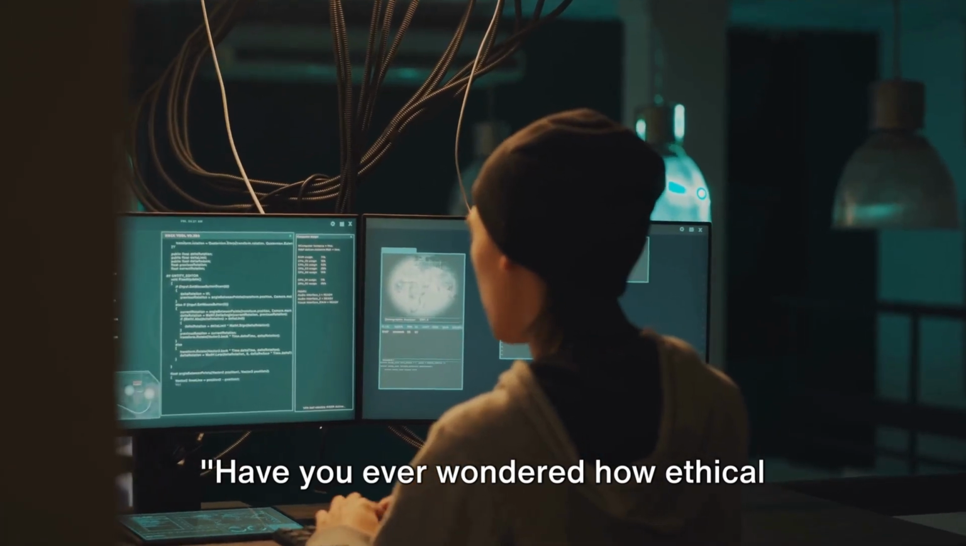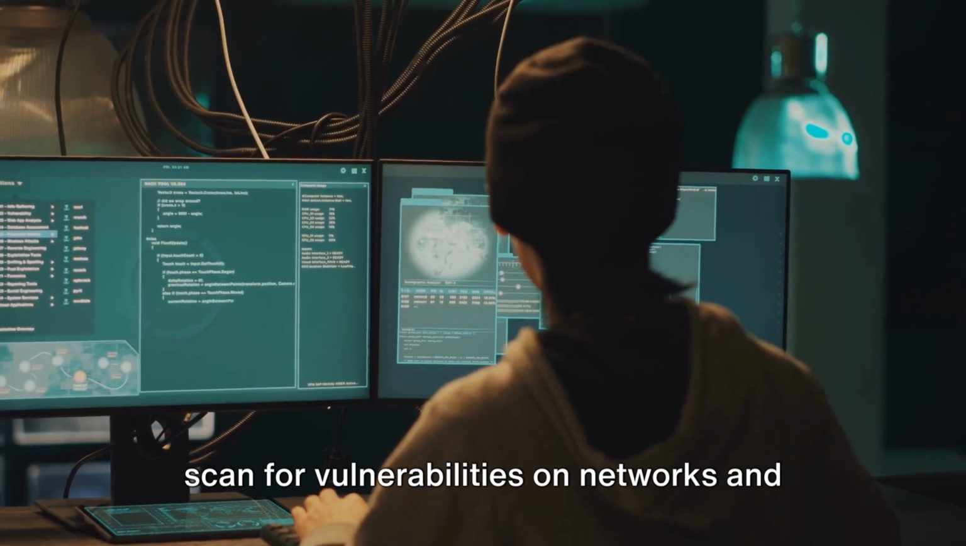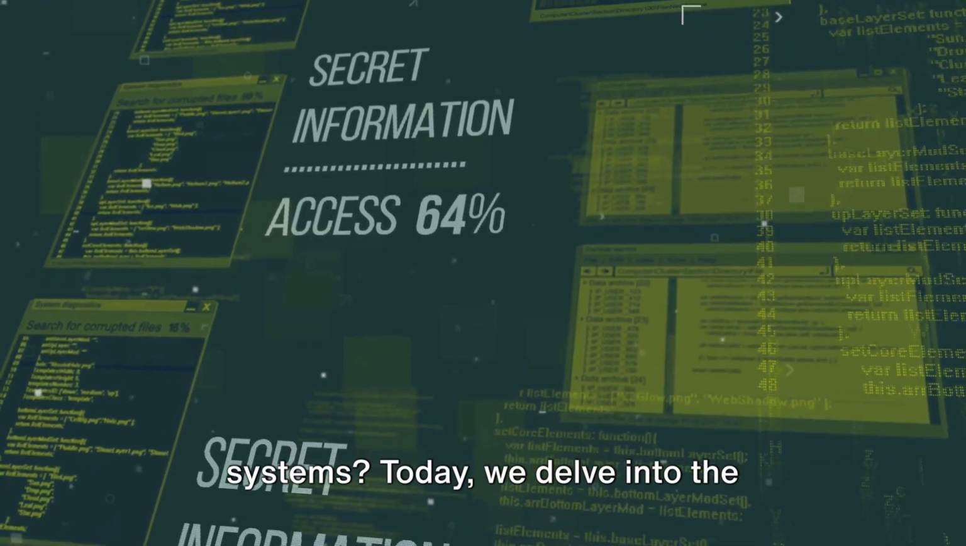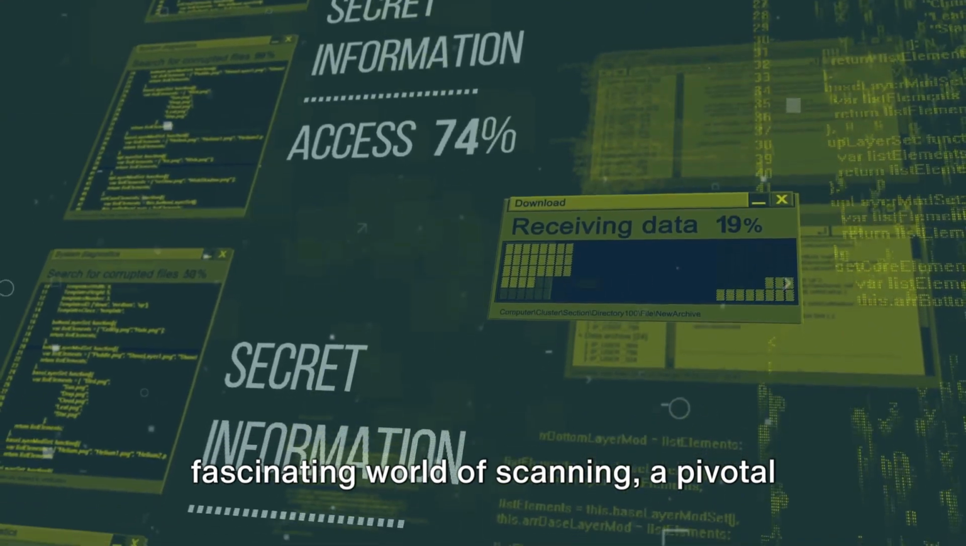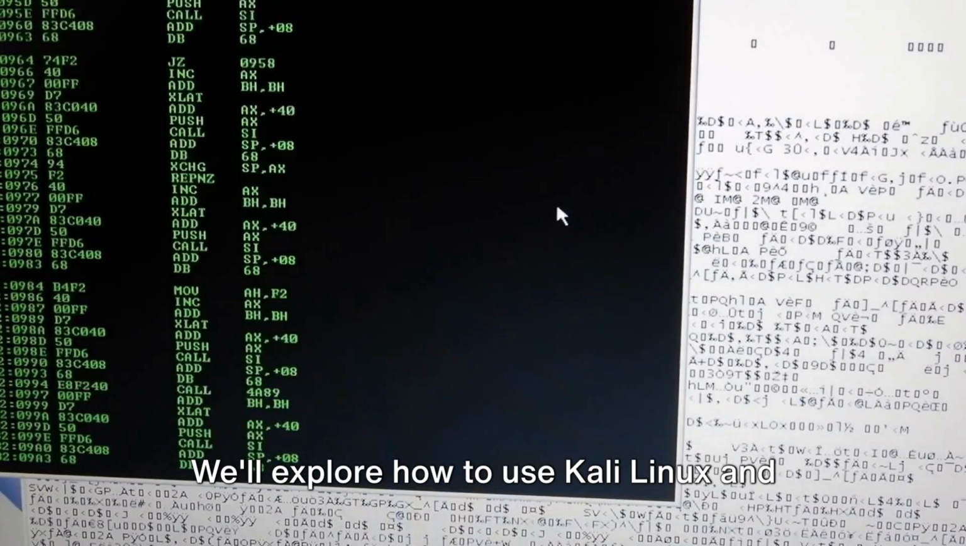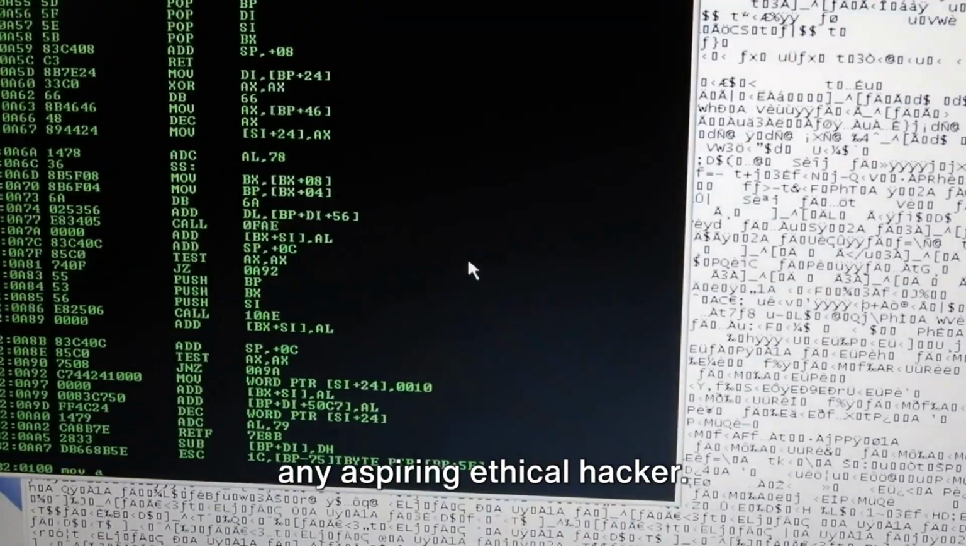Have you ever wondered how ethical hacking works? Specifically, how hackers scan for vulnerabilities on networks and systems? Today, we delve into the fascinating world of scanning, a pivotal step in ethical hacking and cybersecurity. We'll explore how to use Kali Linux and Metasploitable, two essential tools for any aspiring ethical hacker.